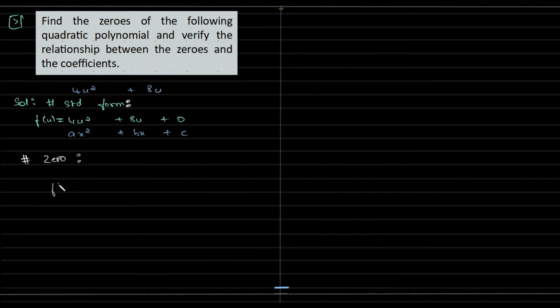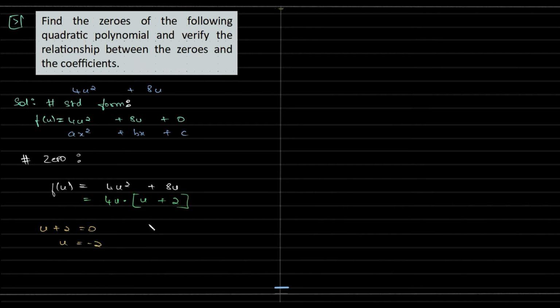So how do you do that? Let me show that to you. You have 4u square plus 8u, right? So let's take common. 4u is common, and you have u plus 2, is it not? 4u square and 8u, you have 4 and u as common, so it is u plus 2. So post taking common, you can directly find the answer. All you have to do is equate u plus 2 to be equal to 0, and u is equal to minus 2. That's one of the zeros.